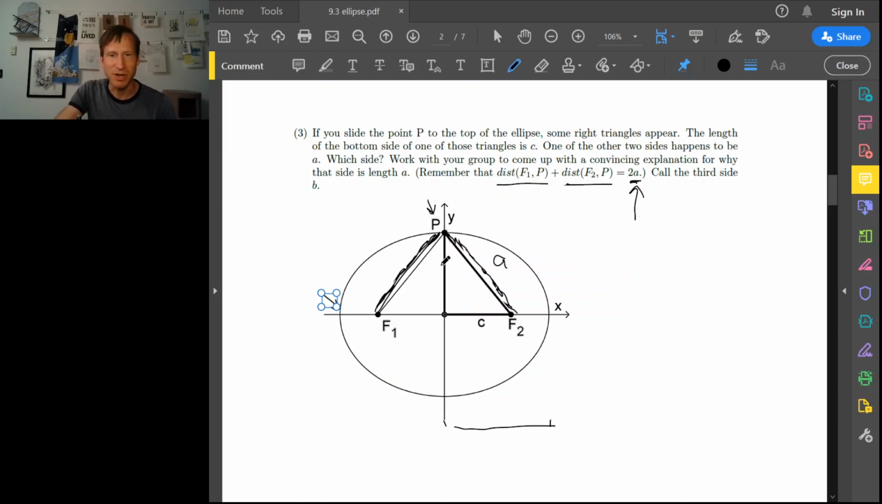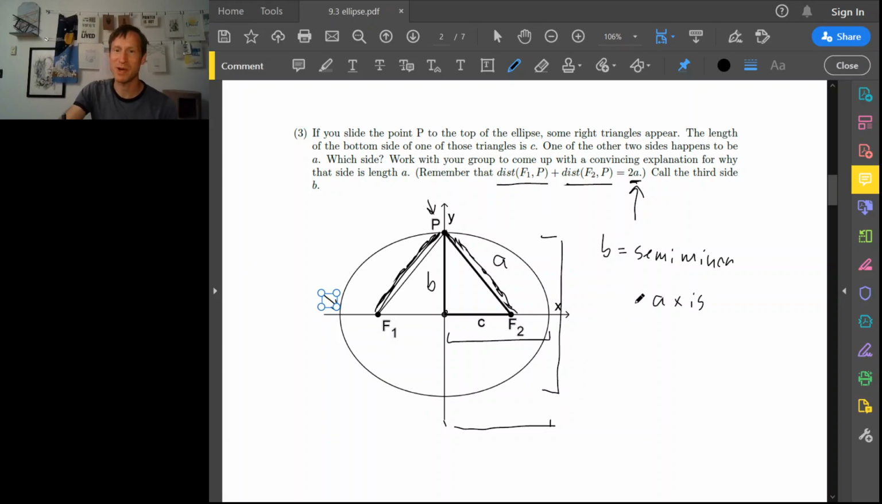And then I suggested that we call this vertical side b. Well, just like a is the distance from the center to the right-hand vertex, b is the distance from the center to the top vertex. And so b is called the semi-minor axis. And the distance from the top to the bottom, that's the short way across the ellipse, is 2b, and that's the minor axis. And it's minor because it's smaller than the major axis.